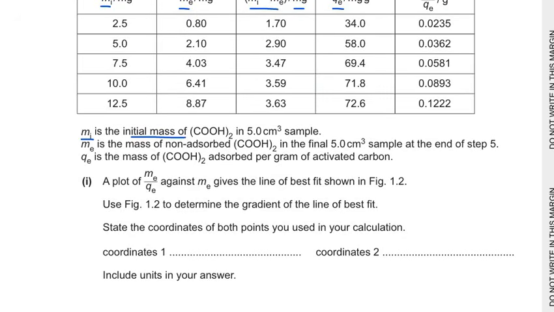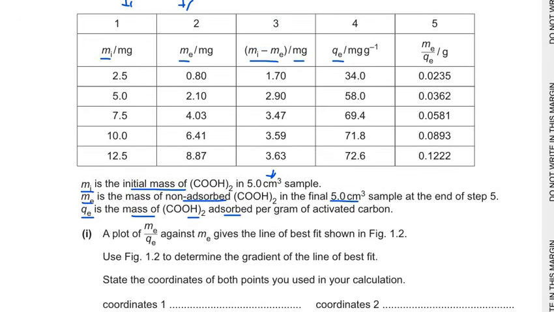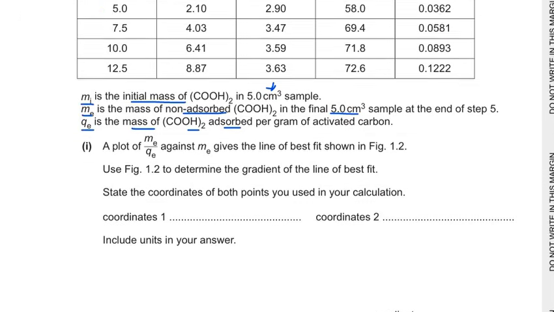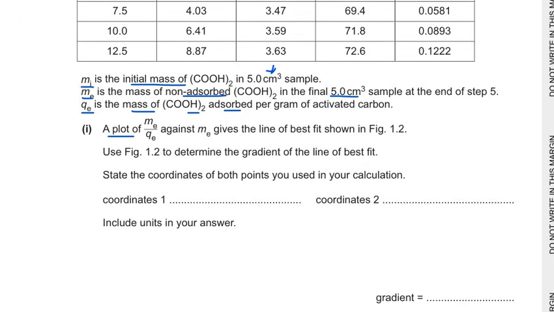Mi is the initial mass of the ethane dioic acid in 5 centimeter cube, which we had earlier taken as 2.50. Me is the mass of non-adsorbed ethane dioic acid in the final 5 centimeter cube. So if we want to find out Qe, that is the mass of ethane dioic acid adsorbed, we have to subtract these two, right? That's what we had done in our earlier part also. Okay, now a plot of Me upon Qe against Me gives a line of best fit shown in figure 1.2.